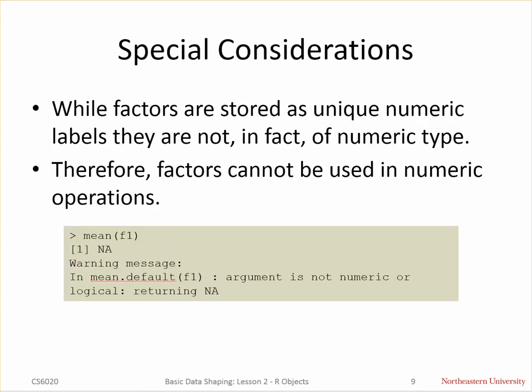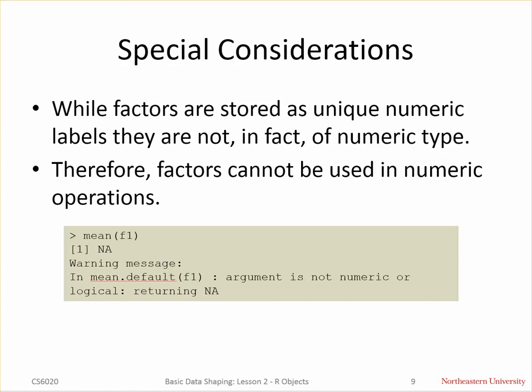Now, while factors are stored as unique numeric labels, they are not in fact a numeric data type, which is a little bit confusing because they are stored as numbers, but you really can't use them for numeric manipulation. They're used in statistical functions that way, but you can't really do calculations on them. In fact, if you try to calculate the mean of a factor, it wouldn't work. It would tell you that the argument is not numeric or logical, and returns an NA, a non-available value.